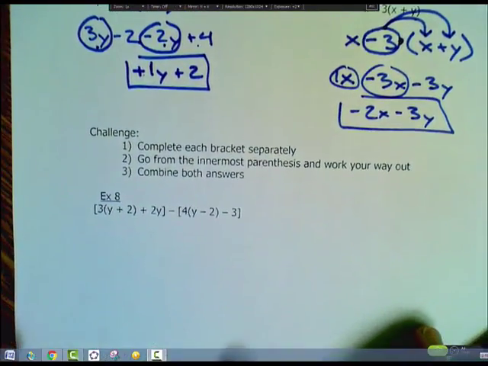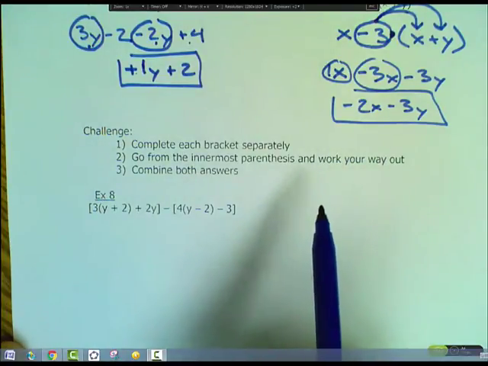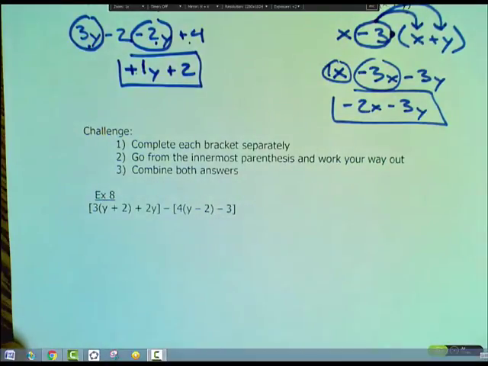Okay. The last question here is a challenge. A couple of notes: it says complete each bracket separately. Go from the innermost parentheses and work your way out. Combine both of your answers together to get a final answer. So give it a shot, see what you can do with it, and then unpause the video.